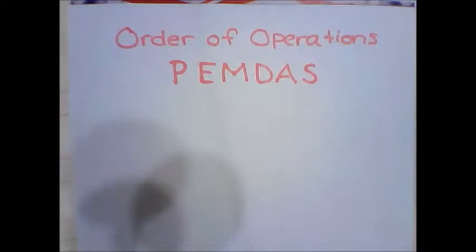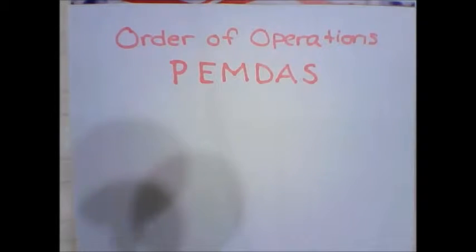As you can see, what I have listed here are the letters P, E, M, D, A, and S. And I refer to it in my classroom simply as PEMDAS. Everybody knows it as order of operations. Some school systems actually replace the P with a B, and I'll explain why that is later. But for right now, we're going to talk about how to simplify expressions.